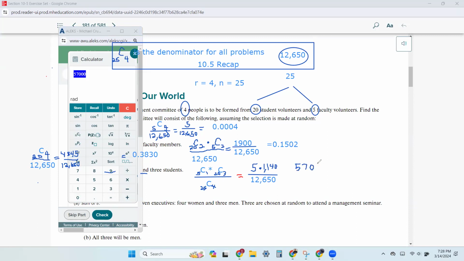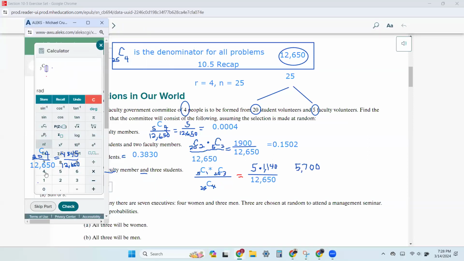And then I'm going to do it with the calculator as well so we can check. As I said, on the calculator we're putting in the 5C1. So that's the 5. You know what? I already did that. So I'm just going to do the multiplication so we know what it is. Let's check. And that's the 5,700. So we got that right.